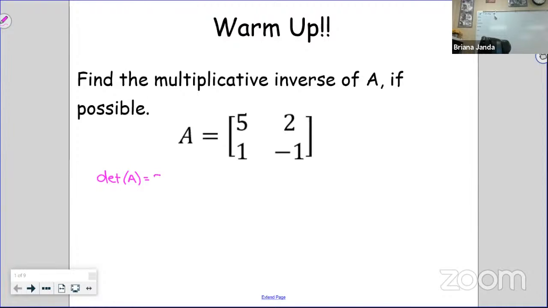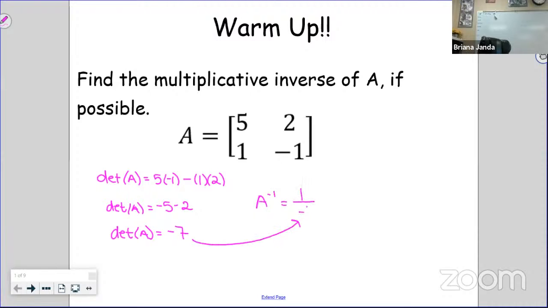A times D minus C times B. And it looks like our determinant is going to be -7. That goes to the bottom of our fraction as we are doing our inverse. And because it is non-zero, we have an inverse. And to find that, I flip-flop A and D, and I change the sign on B and C.